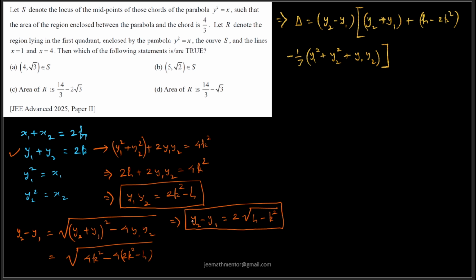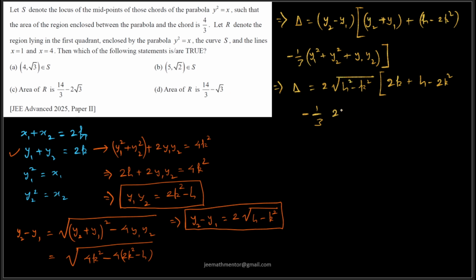And this is again another important expression to be replaced. So now we have y1 y2, we have y2 minus y1. Therefore this y1 squared plus y2 squared plus y1 y2 can also be obtained from here, and the y2 minus y1 has also been obtained. Therefore from here we continue. Delta equals y2 minus y1 is replaced by 2 root over h minus k squared multiplied by y2 plus y1 would be 2k plus, this is h minus 2k squared, h minus 2k squared minus 1/3 of y1 squared plus y2 squared is x1 plus x2, which is 2h.